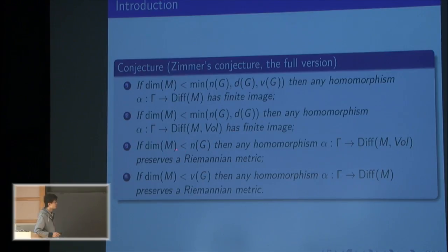If the dimension of M is smaller than N(G), then any homomorphism to the volume-preserving diffeomorphism group of M preserves a Riemannian metric. If the dimension of M is smaller than V(G), then any homomorphism from gamma to the diffeomorphism group of M preserves a Riemannian metric. And all of these things in the introduction are copied from the paper I will mention, this paper of Brown, Fisher, and Hurtado.